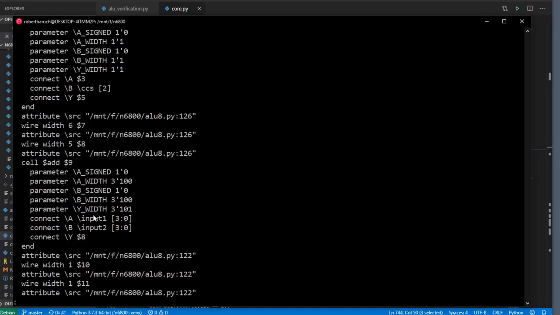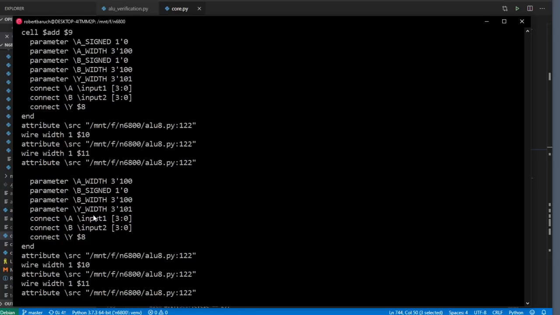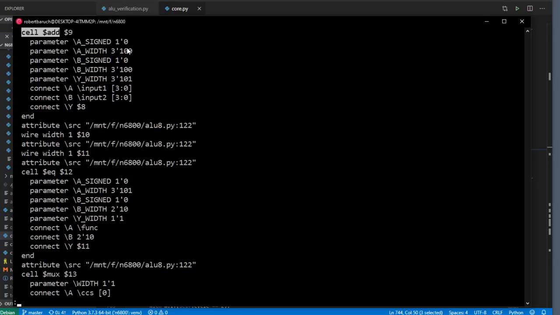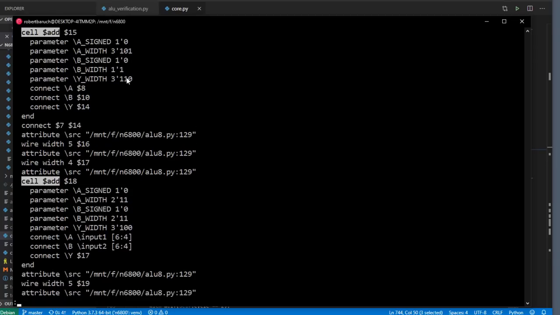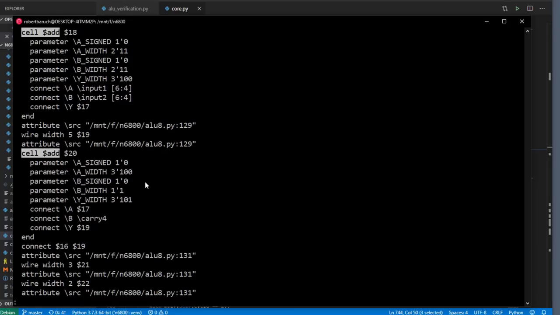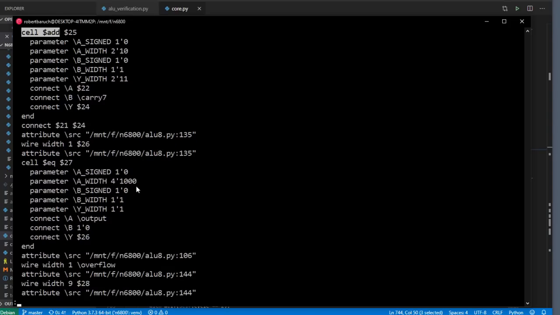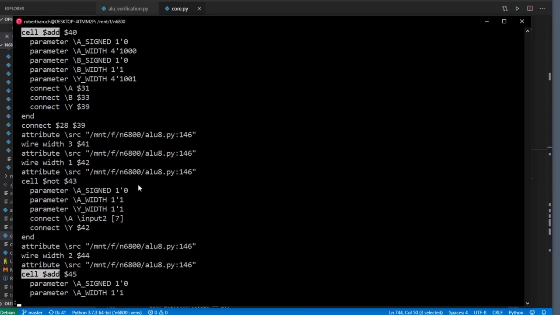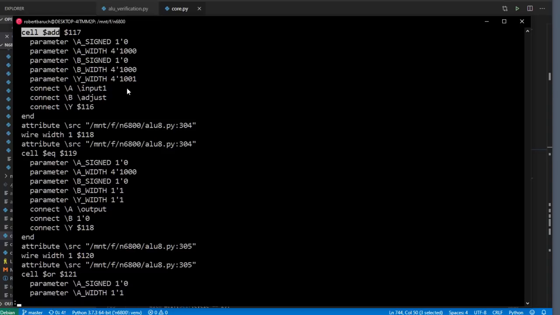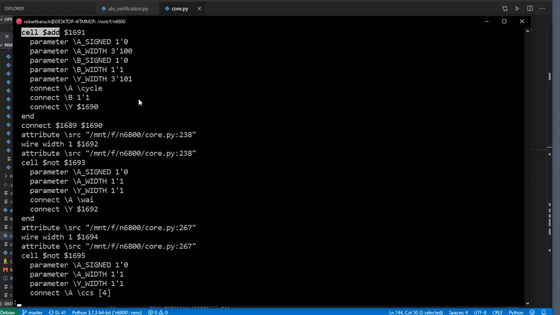Let's see if we can find the adder cells. Here's another adder cell. You can see it's another 4-bit one. This one adds 5 bits to 1 bit to make 6 bits. This one down here is 3 bits plus 3 bits, makes 4 bits. Let's just scroll through these. And what I really want to see, okay, here's an 8-bit adder. Another 8-bit adder. Here's 8 bits plus 8 bits.